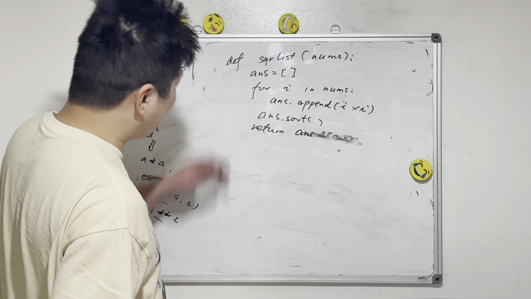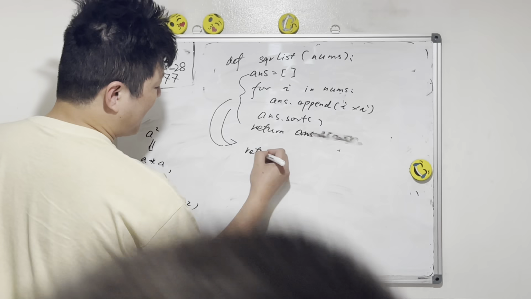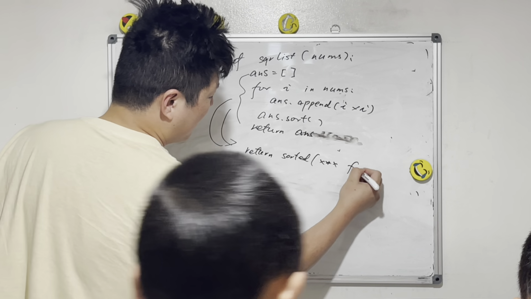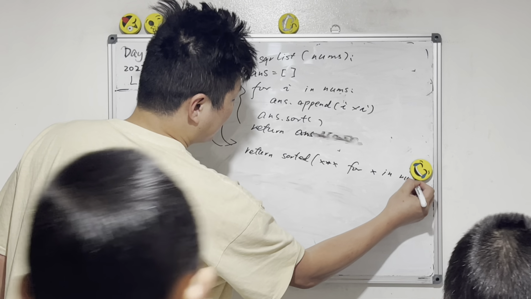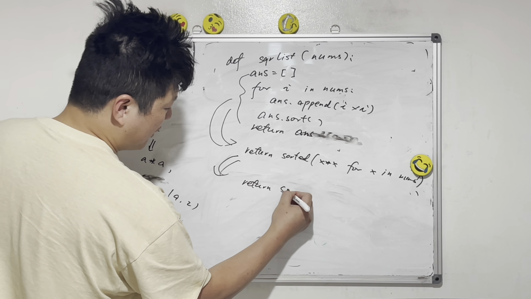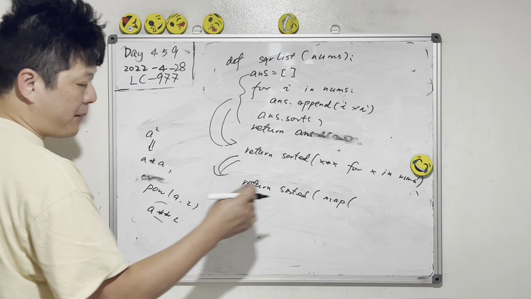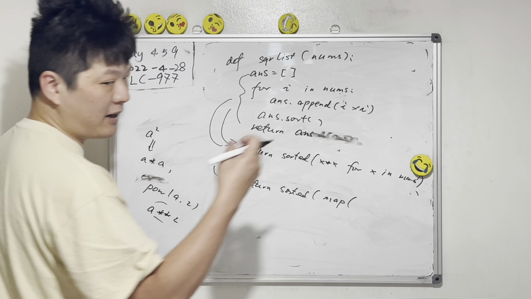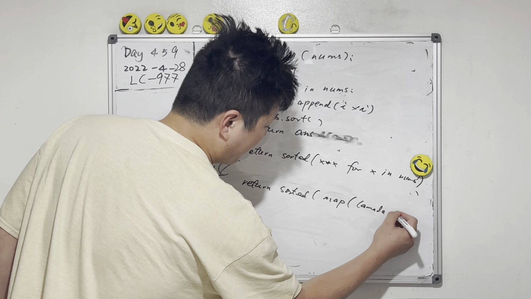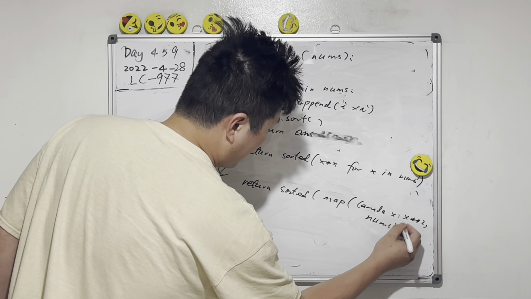So the thing is that we can change this to a better syntax. We can just return in one line: return sorted x times x for x in numbers. Look, this is one line. Or we can do another one using the map function. Return sorted map. The first parameter of the map function is the function, so we can pass a lambda. Lambda is a short function, x to the power of 2. And then the second parameter is numbers. This is okay, right?